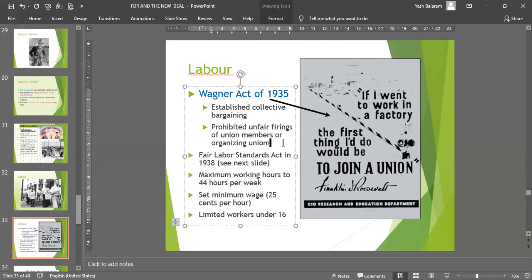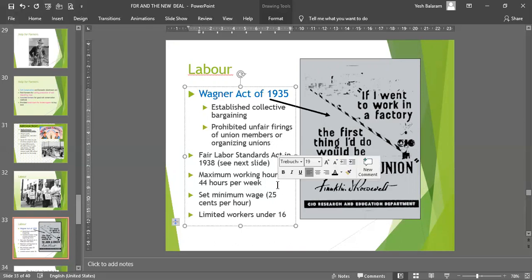As another example, assuming a woman fell pregnant and she took leave for a month after her child is born, and the employer decided to fire her, she could challenge this via her union by stating that this was unfair labor practice, and the union could represent her in a hearing with the employer. Then there was the Fair Labor Standards Act, which we'll see in the next slide.